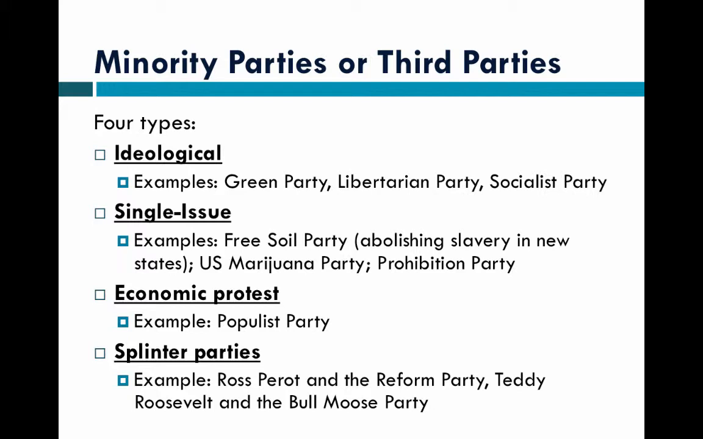Then we have single issue parties, who are parties made up of people who feel like the major parties are ignoring a key issue. So they form their own party to advocate for it. And this might, for some people, replace the traditional party breakdown, or it might supplement it. So an example of this was the Free Soil Party, which was a party that sought to abolish slavery in new states. The Prohibition Party, which sought to invoke prohibition in the nation, and currently the U.S. Marijuana Party, which seeks to legalize marijuana across the country.